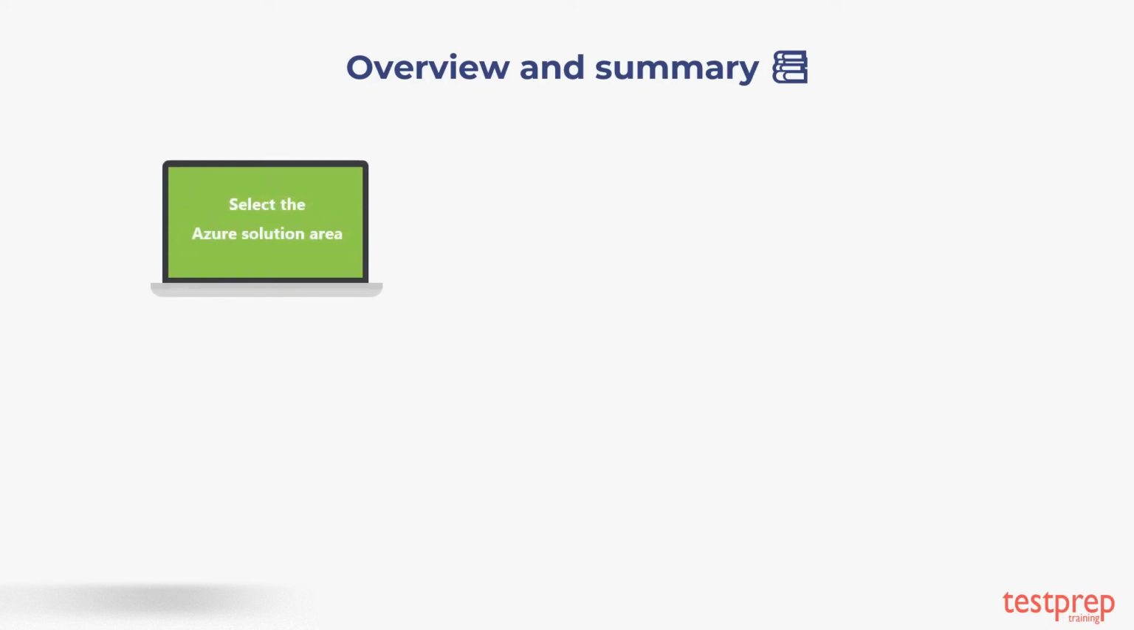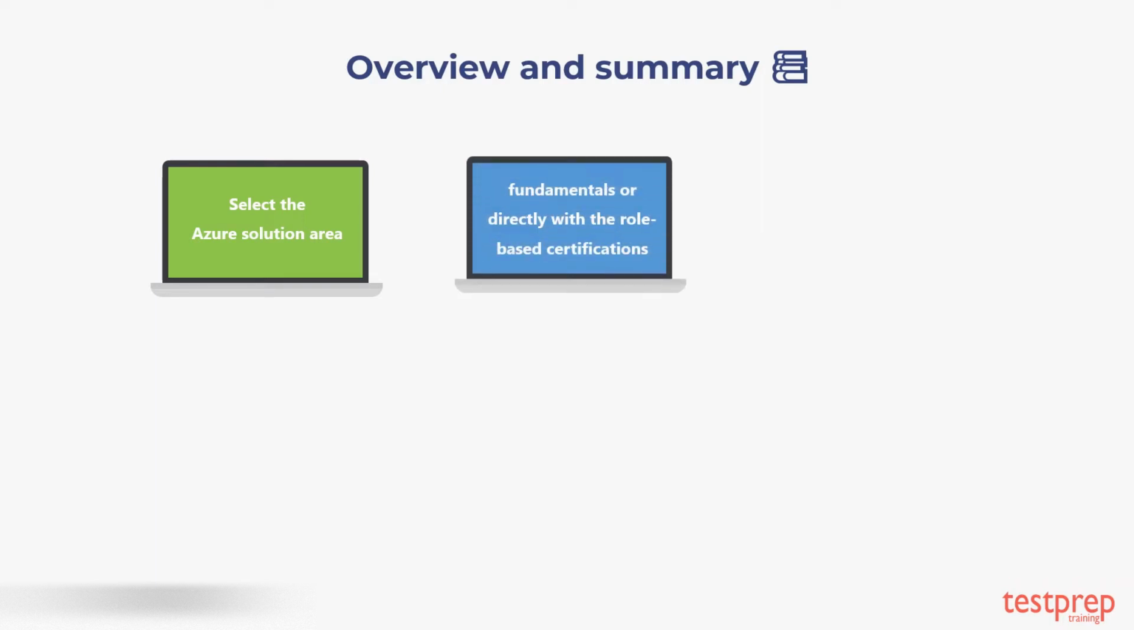Before you watch the whole video, here is a quick rundown of how you can pick the right Azure exam and certification path for you. 1. Select the Azure solution area in which you want to achieve certification. This can be Azure Applications and Infrastructure, or Azure Data and AI. 2. Define if you want to get started with fundamentals, or directly with the role-based certifications. The fundamentals exams are optional to the certification process.